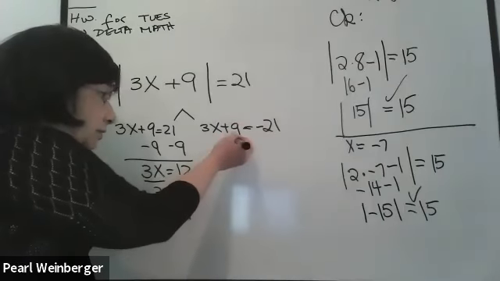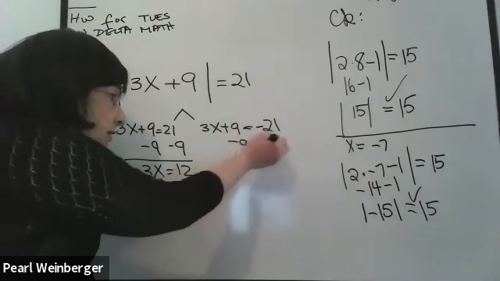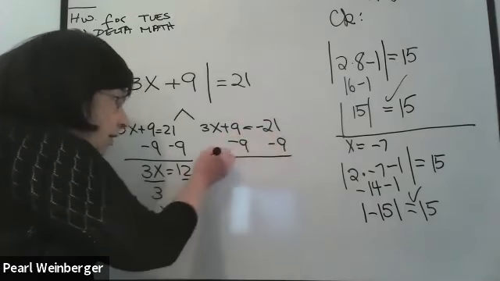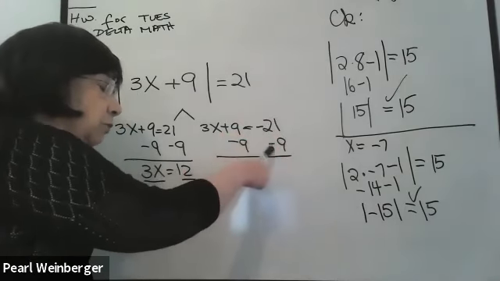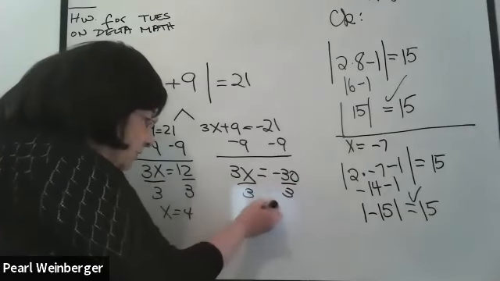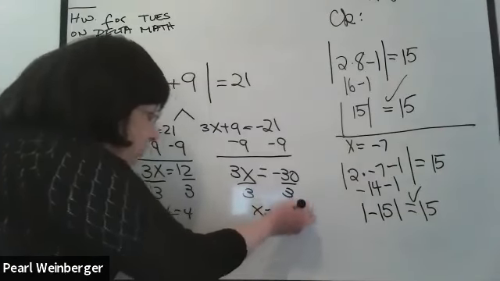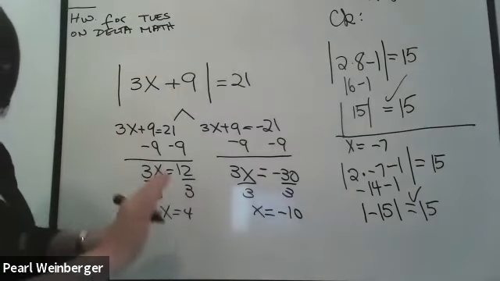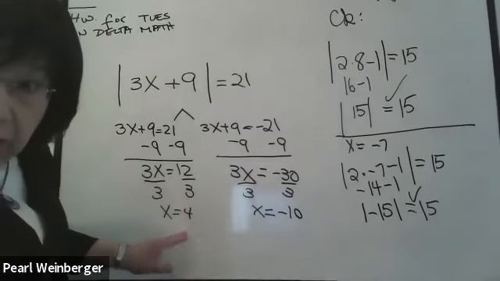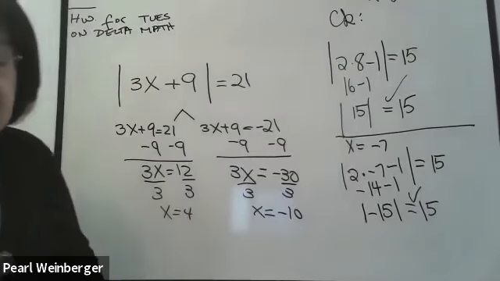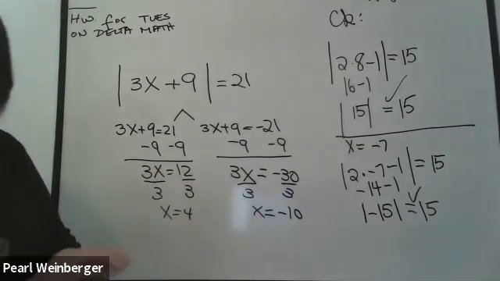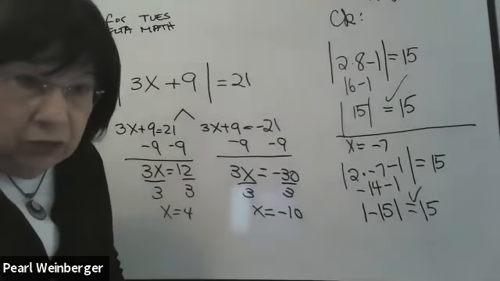Again, it's the same steps. I'm going to subtract 9 from both sides. This will give me 3x equals, well, negative 21 minus 9 is negative 30. And when I divide it, I'm going to get x equals negative 10. And those are my two answers. And I have to give both answers, 4 and negative 10. And I see a bunch of people did get those answers perfect. Is there anybody who has a question before we do one more question?